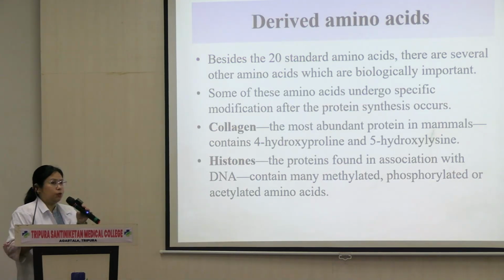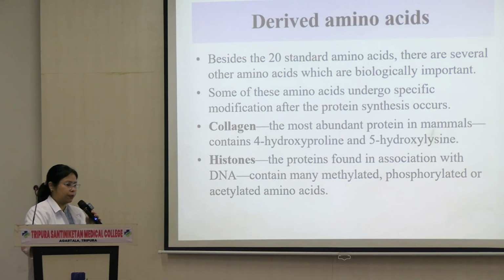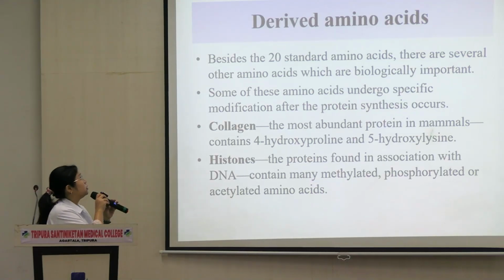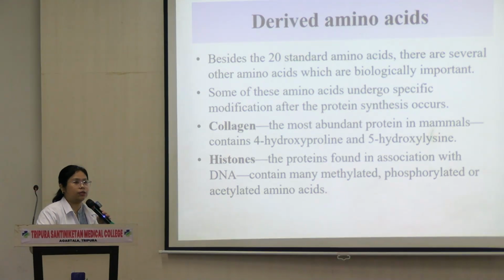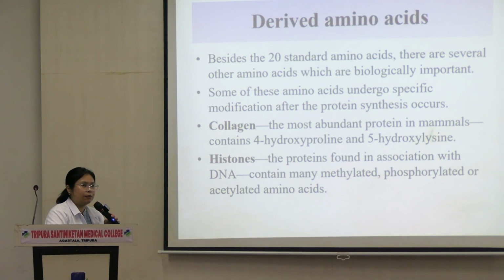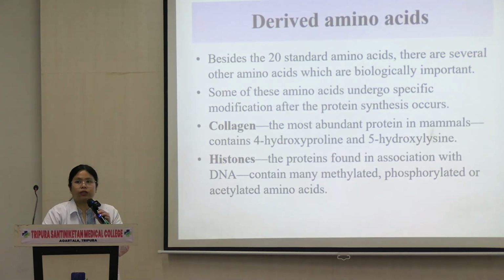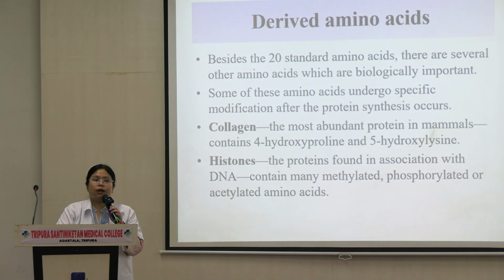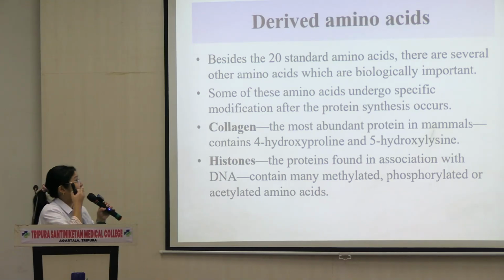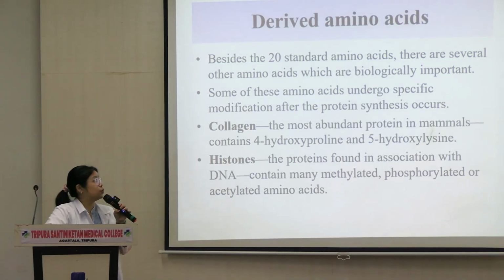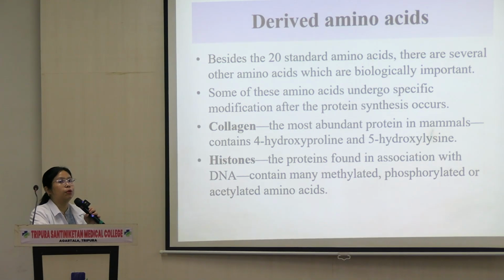So now we have talked about the properties. Now we'll talk about derived amino acids. You understand there are 20 amino acids. In nature there are 300 amino acids, but in the human body we are concerned only with 20. But besides those 20 amino acids, there are several other amino acids which are biologically important.